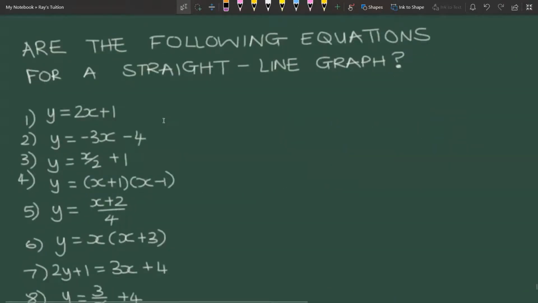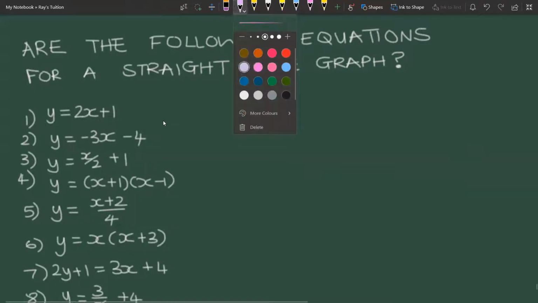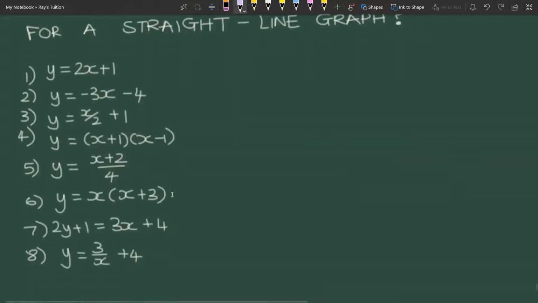For this example here, all we have to do is identify whether this is the equation of a straight line graph or not. So keeping in mind that a straight line graph is a linear function of x, let us have a go at this exercise. If you would like, please pause the video now and attempt the questions by yourself and then mark it with me after you're done.